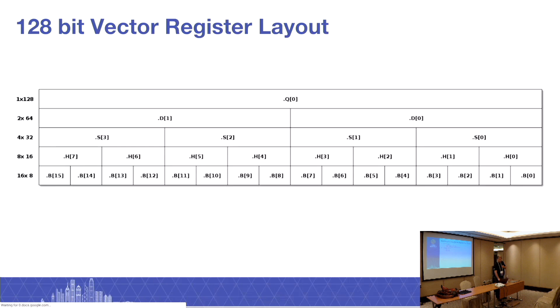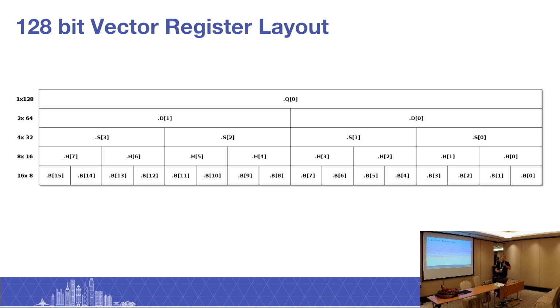This might be a bit clearer if I show you the vector layout. Here we've got the typical 128-bit vector, which might be accessed as a single quad word, or 2 double operations, or 4 singles, or up to 16 byte operations at a time.